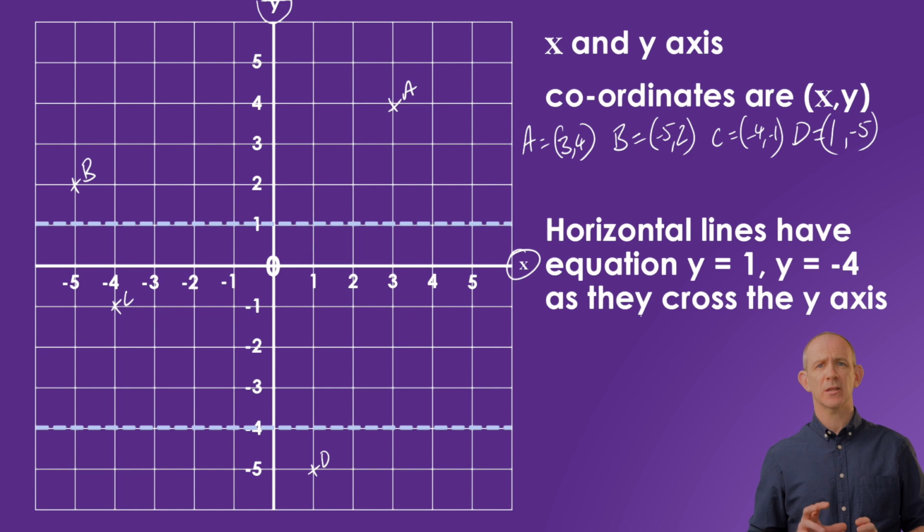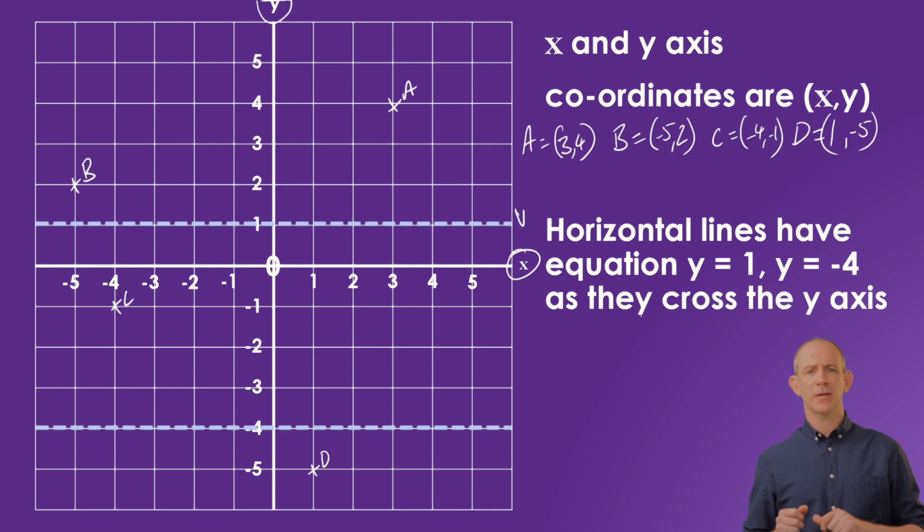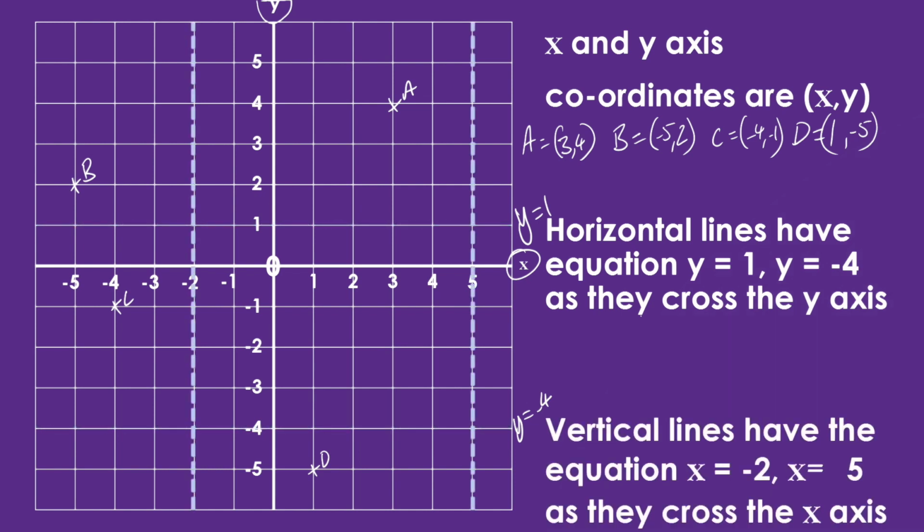When you see an equation like this, you'll know that it means the line is either horizontal or vertical. So firstly, we've got this line here, which is the y equals 1 line, because it goes through 1 on the y-axis. Here, lower down, we've got y equals -4 because it goes through the -4 of the y-axis. Now we have these. This one to the left goes through the x-axis at -2, and this one to the right goes through the x-axis at 5.